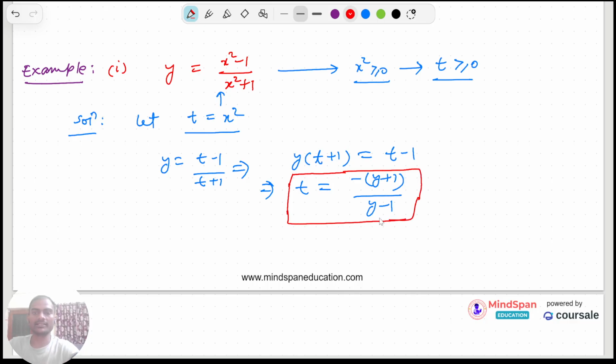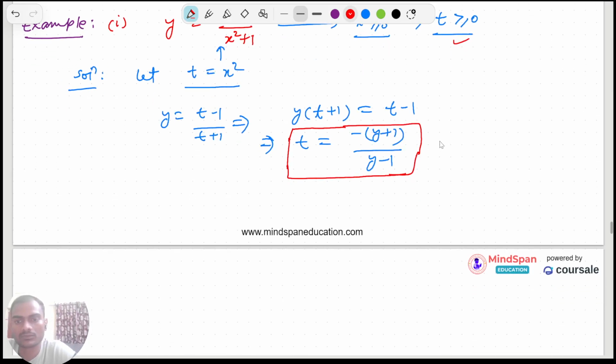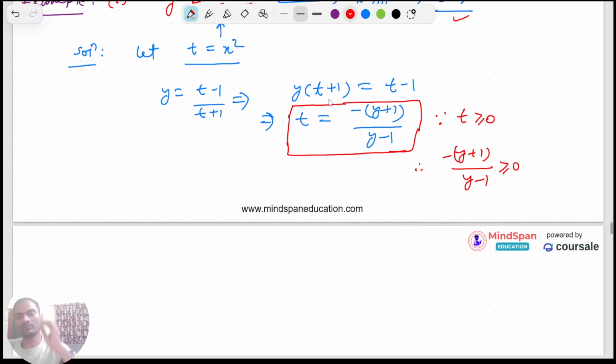First, what we are going to apply is that our t must be greater than or equal to 0. So let's apply it here. Since t is greater than or equal to 0, we can say that (minus y plus 1) over (y minus 1) is greater than or equal to 0. We'll use this expression and build on this.